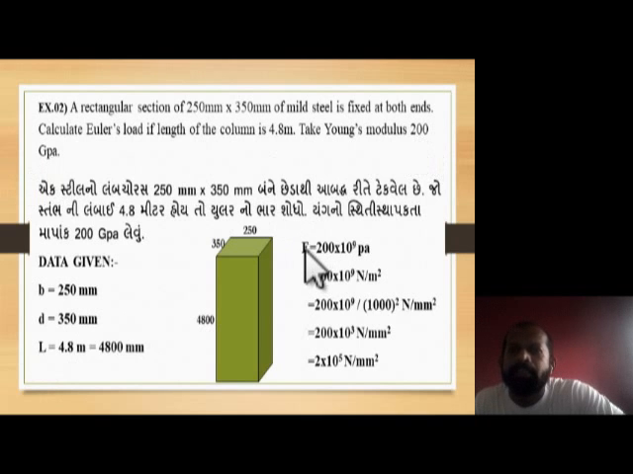So gigapascal is converted into Newton per mm square by using unit conversion. You have been given 200 gigapascal. If you want to remove G, giga, you have to put 10 raised to 9.